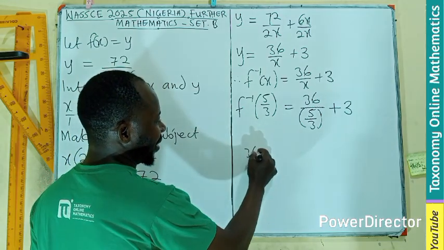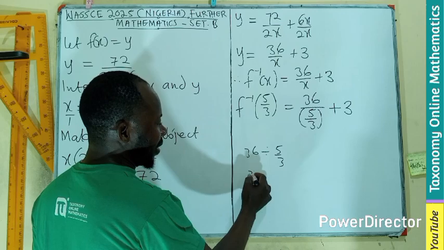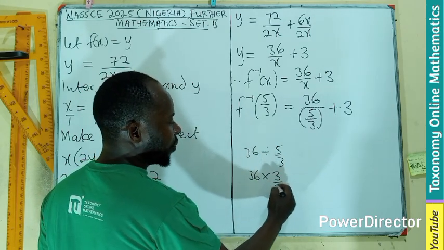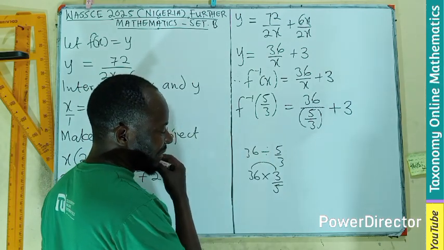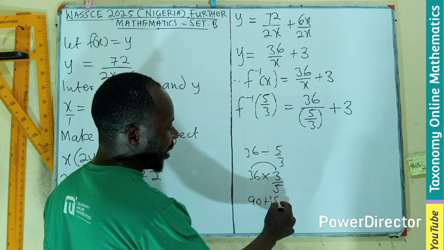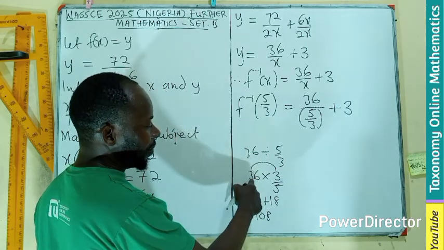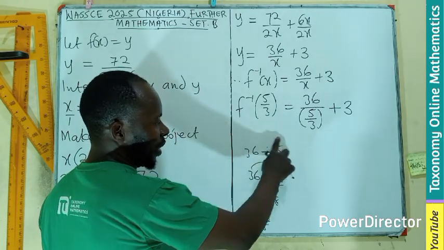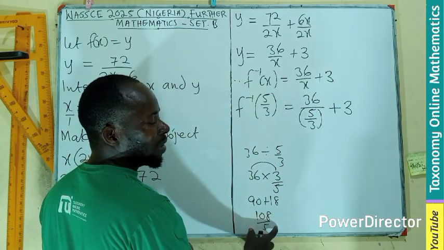Let's see. This is 36 divided by 5 on 3. So 36, this will change to multiplication. 3 goes up, 5 comes down. Right? Then if you multiply this, that will be giving you 90 plus 18. You have 108 if you add. So this time this will be 108 divided by 5. So I'm going to take all of this and make it 108 over 5.